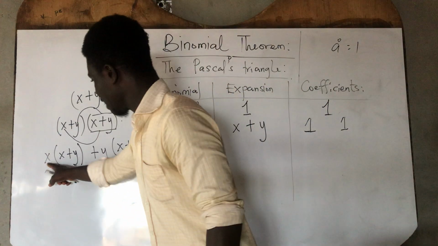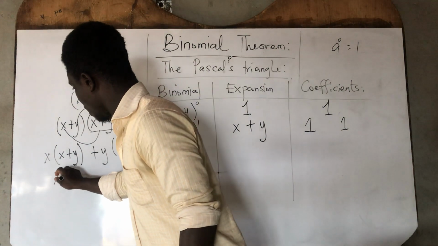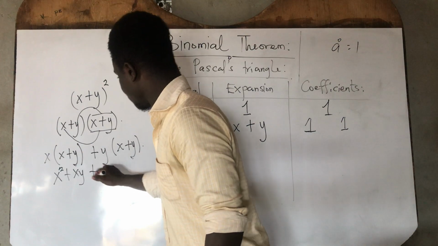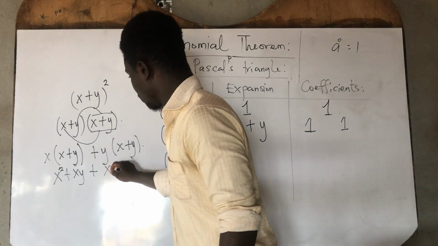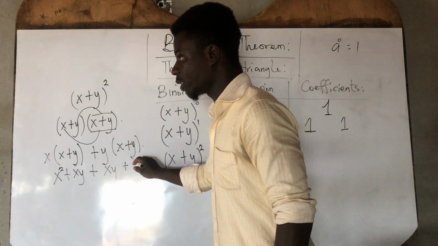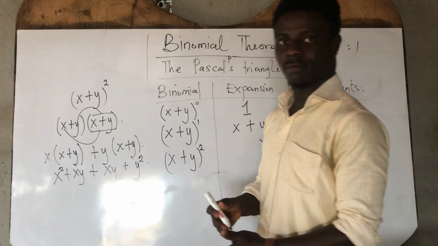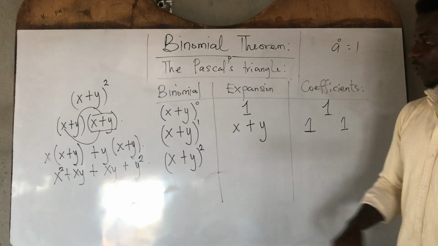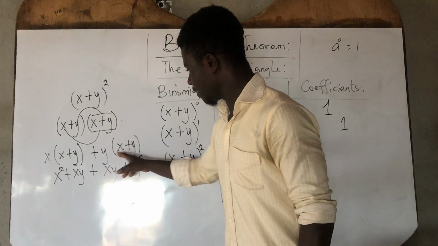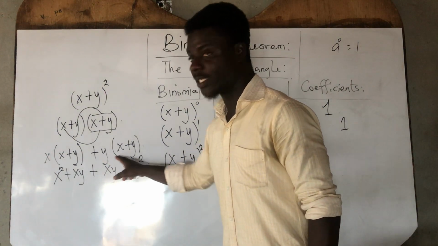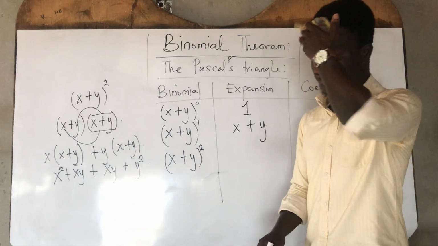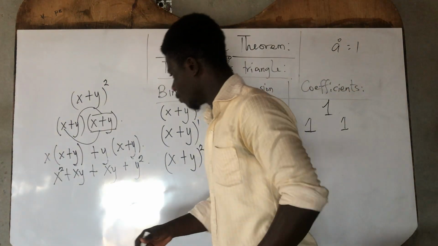We can say that x times x gives x squared. Then we have xy. Then plus y times x gives xy again. Then y times y gives plus y squared. So y times y is from the laws of indices. We state that if they have the same base and they are multiplying, we add the exponents. Right. So now let's go.